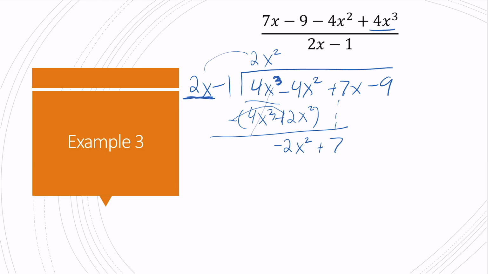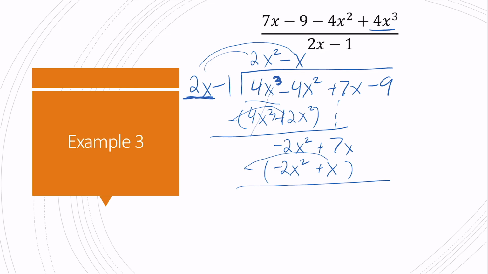What do I multiply 2x by to make it look like a negative 2x squared? That's going to be a negative x. Negative x times 2x gives me a negative 2x squared. Negative x times negative 1 gives me a positive x. I subtract. 7x minus x gives me 6x, and I pull down my next term.